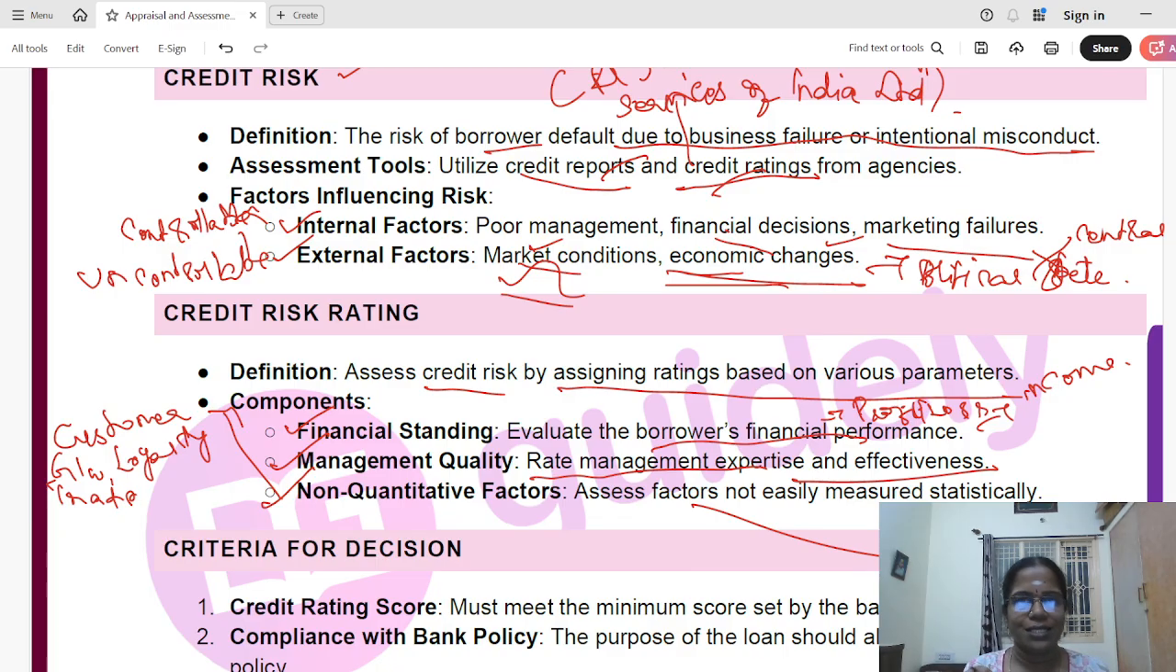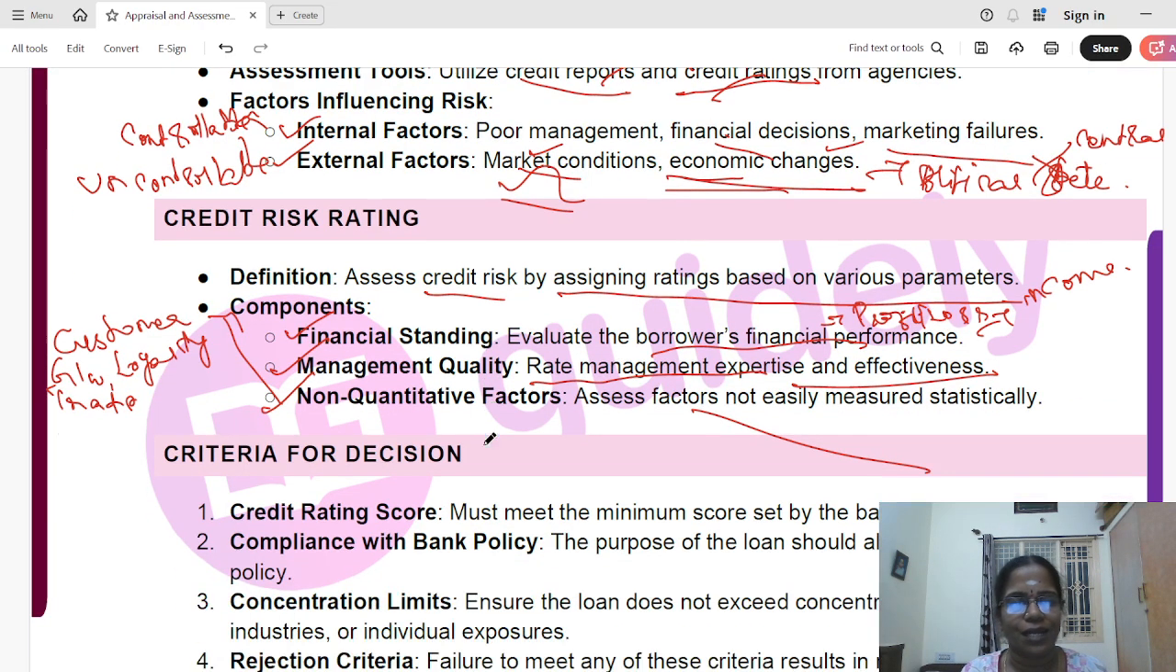Otherwise it will be risky; that is the credit risk rating. When goodwill, loyalty, and such non-quantitative factors are very high in nature, such a business is at a peak, and they can make a profit. Whatever loan they have taken from the bank, they will have the ability to repay that loan amount. So that is the credit risk rating.